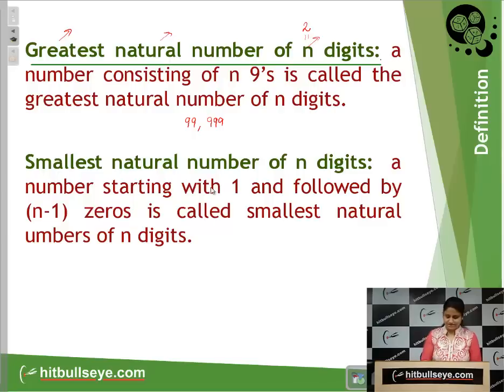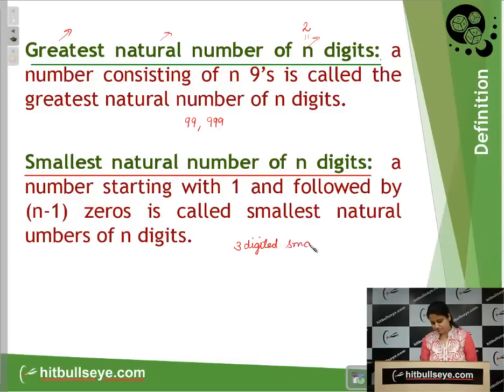Now come to the next variety, that is the smallest natural number of n digits. You should remember these definitions. A number starting with 1 and followed by n minus 1 zeros is called the smallest natural number of n digits. For example, if we talk about the 3-digit smallest number, we'll start it with 1 and we will write 2 zeros. As you can see, the number of digits is 3 and this is the smallest natural number of 3 digits.